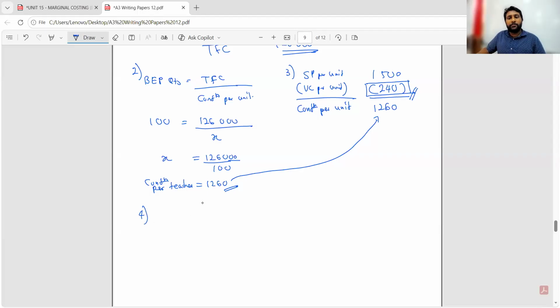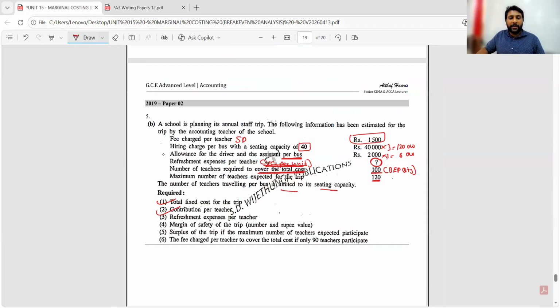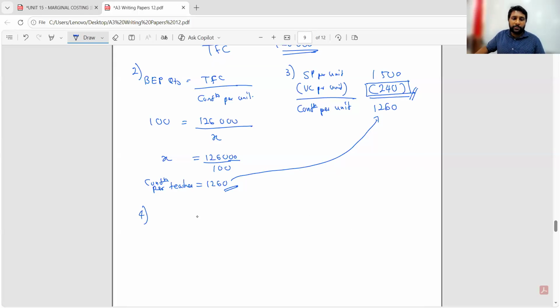Question 4. What are they asking? Margin of safety, quantity and the rupee value, people. Quantity again, it's the difference between budget and the break-even, no? Budgeted quantity maximum is 120. Break-even quantity 100. What's the gap, people? 20 teachers.